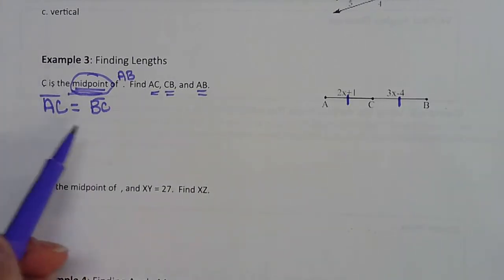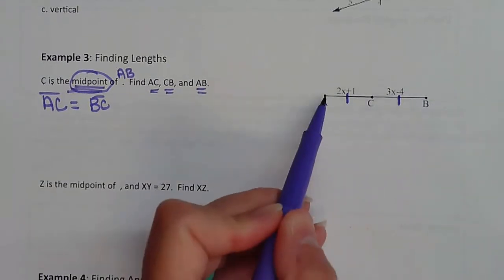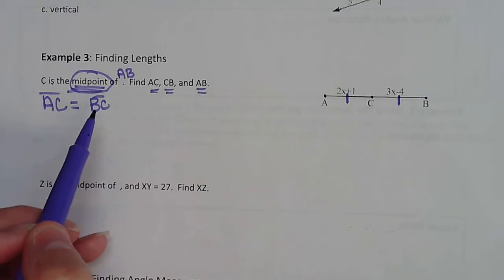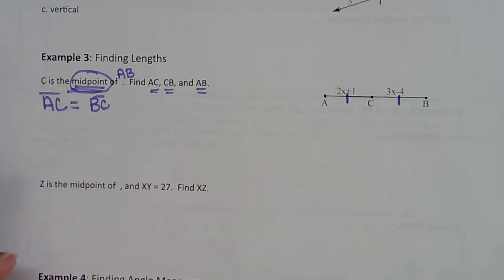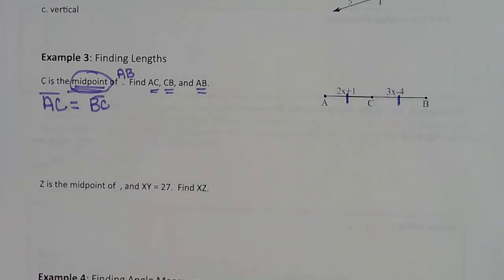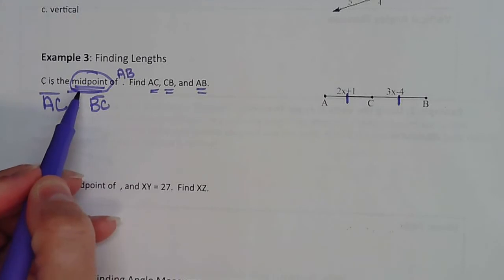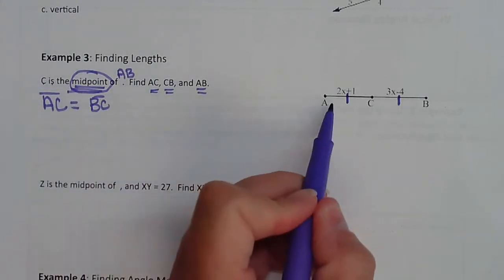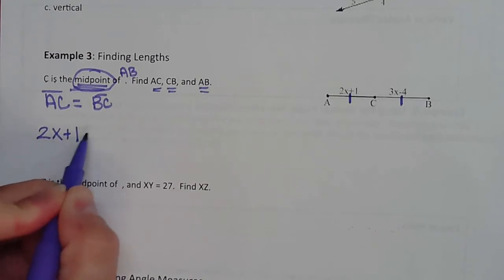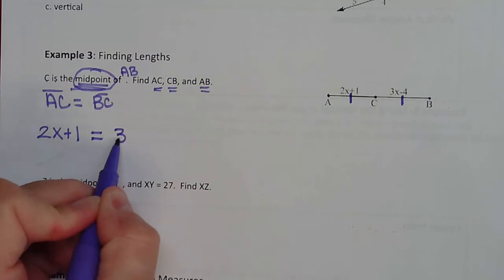So yesterday, when we solved for X, we would have added these together and set it equal to the length from A to B. They don't tell you the length from A to B, and they will never do that in a midpoint because you actually don't need that information in order to solve for X. We know that since it's a midpoint, this length, 2x plus 1, is equal to this length, 3x minus 4.